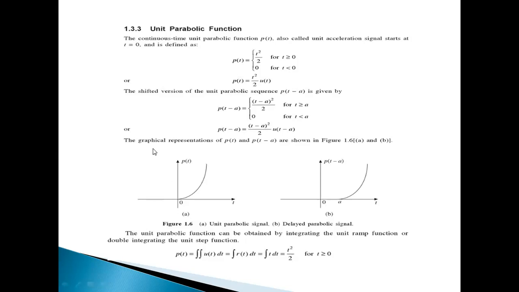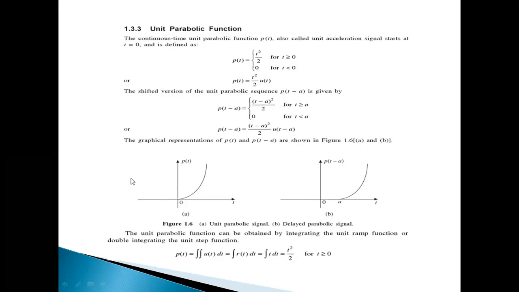You see the graphical representation of the parabolic. The parabolic starts from 0 and slowly increases. It is not a ramp, it is a parabolic. In the shifting operation, it starts from a and slowly increases, p of t minus a. If a is 1, it starts from 1. If a is 2, it starts from 2. If a is 3, it starts from 3.